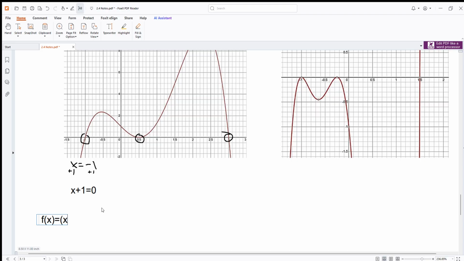f of x equals, I know one of the parentheses will be x plus 1. Could there be more? Absolutely. There could be a number out front, there could not. I have no idea, but I do know for sure that x plus 1 is a part of it. Next thing that we have is an x value equals 1/2.